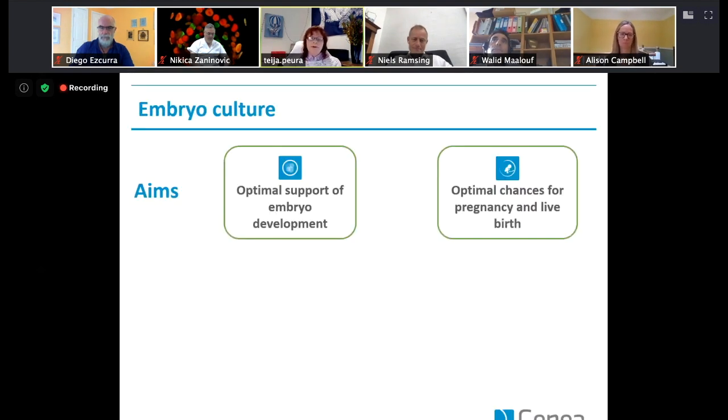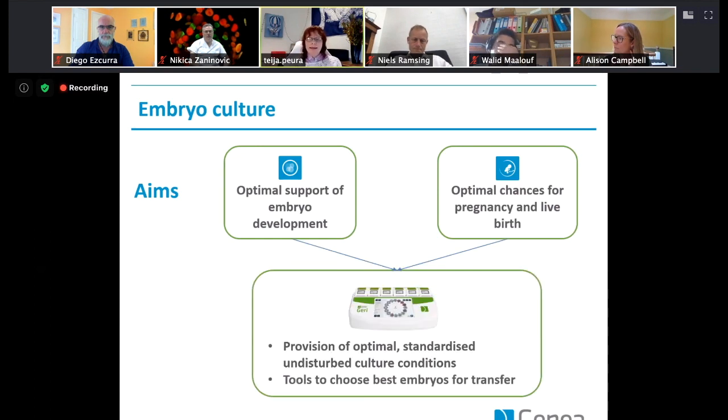First, looking at embryos, obviously the biggest aims are to support embryo development, get the highest possible number of good quality embryos, and also to get the best possible pregnancy and live birth chances by choosing the best embryos. And this is where we at Genea see that this time-lapse system is really optimal, because it provides optimal culture conditions. In addition, it also provides tools to choose the best embryo for transfer to achieve the pregnancy faster.